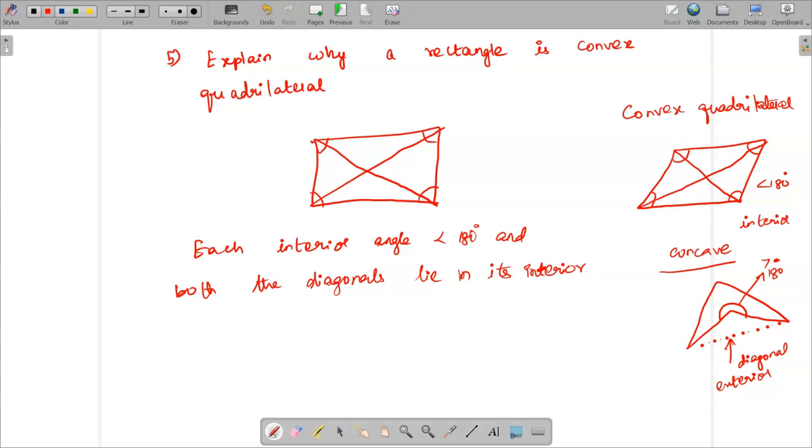So hence, therefore, the rectangle is a convex quadrilateral. Each interior angle is less than 180 degrees, as well as both the diagonals lie inside the quadrilateral. It is not lying outside, it is lying inside. Hence the rectangle is said to be a convex quadrilateral. Okay, thank you, thanks for watching.